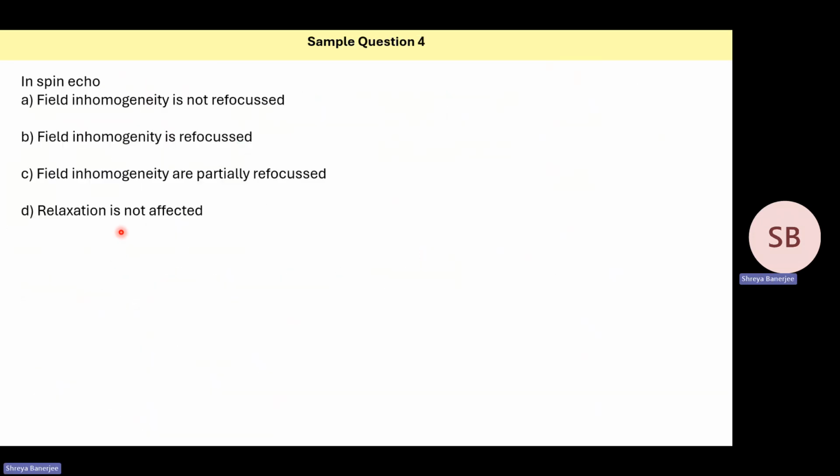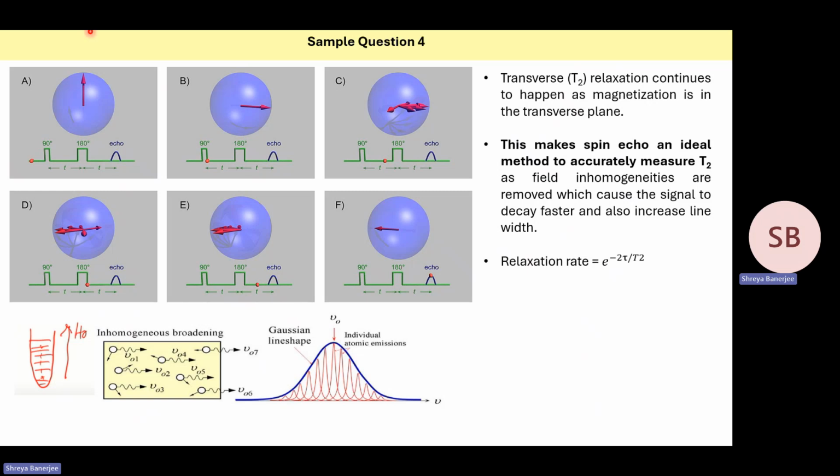Then you have this question. In spin echo, what happens to the field inhomogeneity? Basically, here the example is shown. So you have the field along the Z. After applying a 90-degree pulse, the magnetization comes along the Y direction.